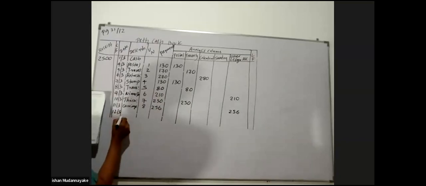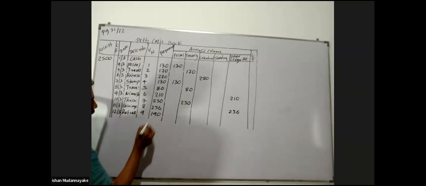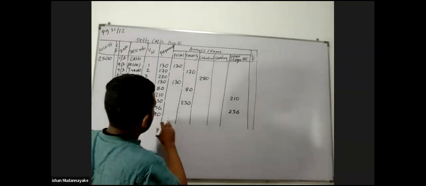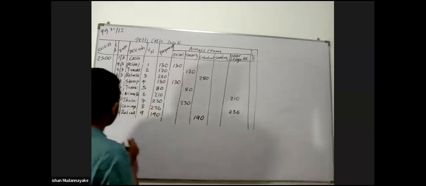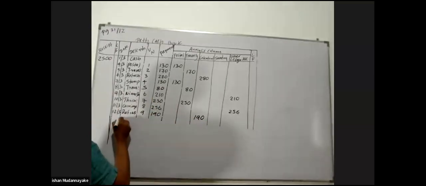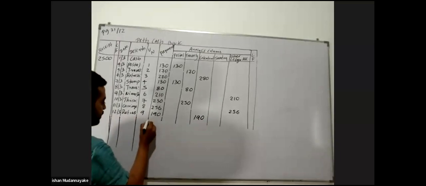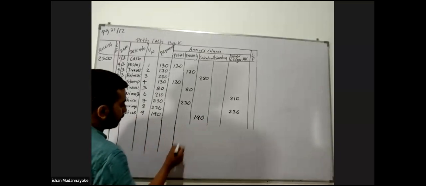12 March. Refreshment expenses, voucher number 9, 190. Refreshment expenses 190. We'll record the 190 refreshment expenses under entertainment expenses. Refreshment expenses, entertainment expenses.